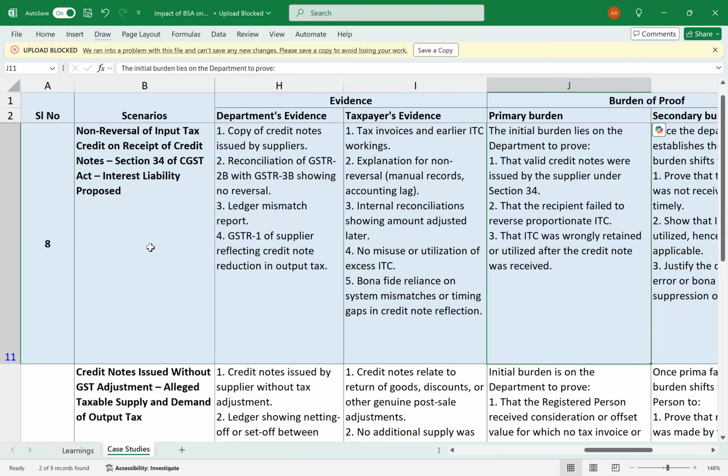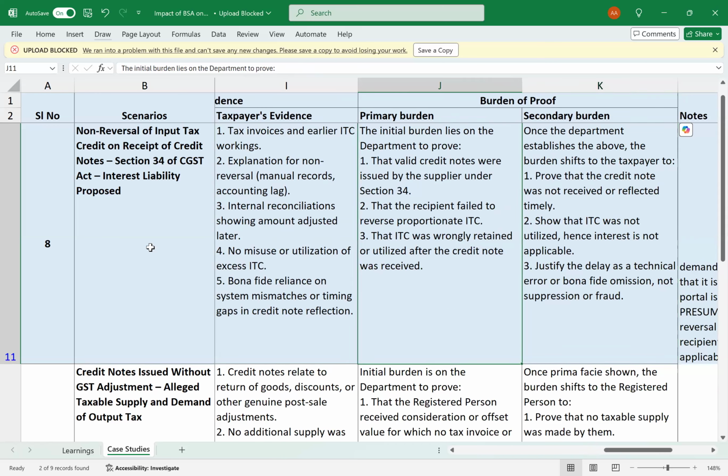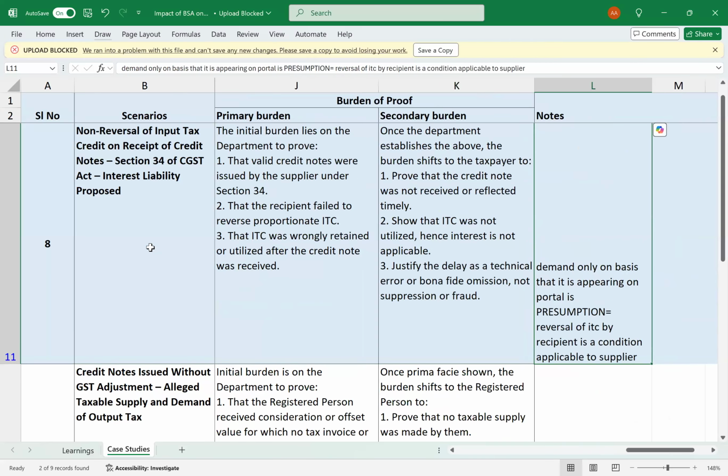The allegation would need to be supported by the department, by the reconciliation and by the supplier's GST return, and the primary burden will still be on the department. If the recipient is failing to reverse the credit, the tax should not be reduced from the outward liability of the supplier. But again, a demand only on the basis of what is appearing on the portal is a presumption. Reversal of ITC by the recipient is a condition applicable to the supplier. It's nothing about the recipient.